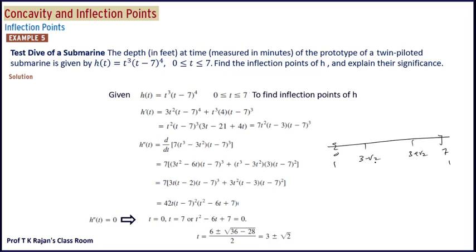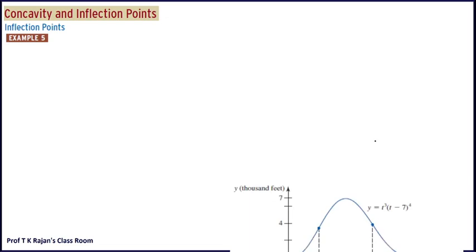Clearly, 3 minus root 2 and 3 plus root 2 are the interior points. 0 and 7 cannot be points of inflection because to the left of 0 there is no part of the curve, and to the right of 7 also there is no part of the curve. So we cannot identify whether the second derivative changes sign there, or whether the curve changes from concavity to convexity. So 3 minus root 2 and 3 plus root 2 are the 2 points likely to be the points of inflection.